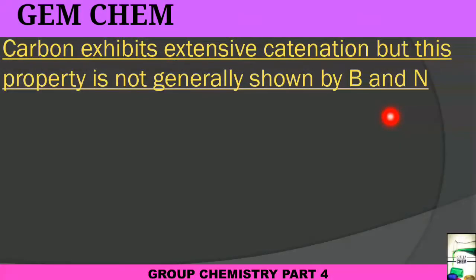Welcome to GemChem. Today's video is on group chemistry part 4, and here we are going to deal with the particular question: carbon exhibits extensive catenation property, but this property is not generally shown by boron and nitrogen. And we will also see a few trends about group 13 elements, that is, p block elements.